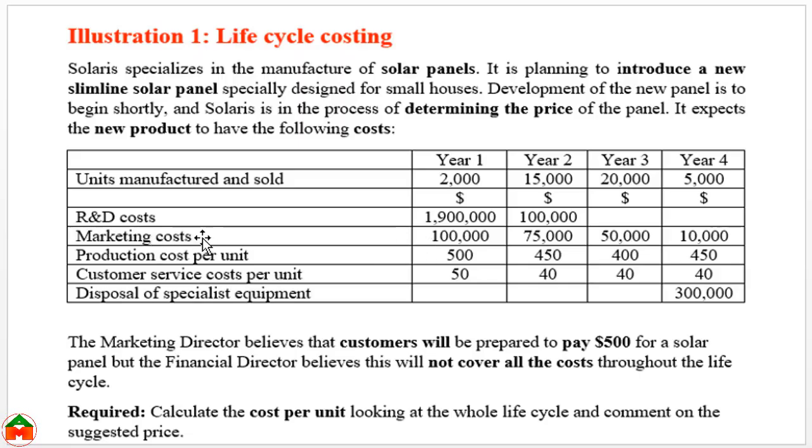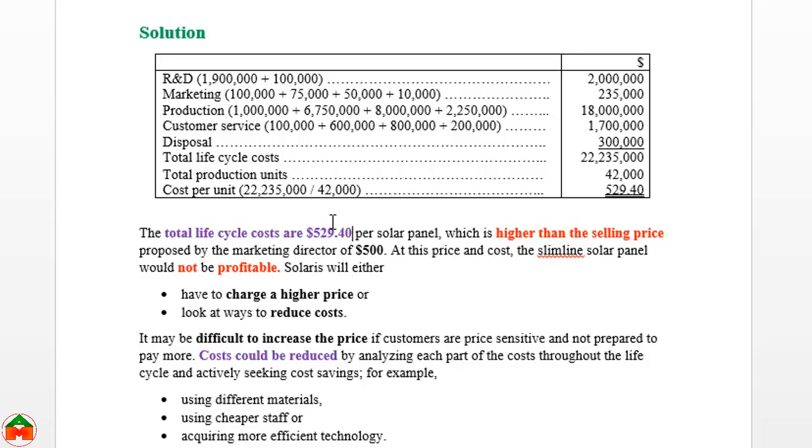And our marketing cost is 100,000 in the first year, 75,000 in the second year, 50,000 in the third year and 10,000 in the fourth year. After adding all the cost, we can see the total cost is 235,000.